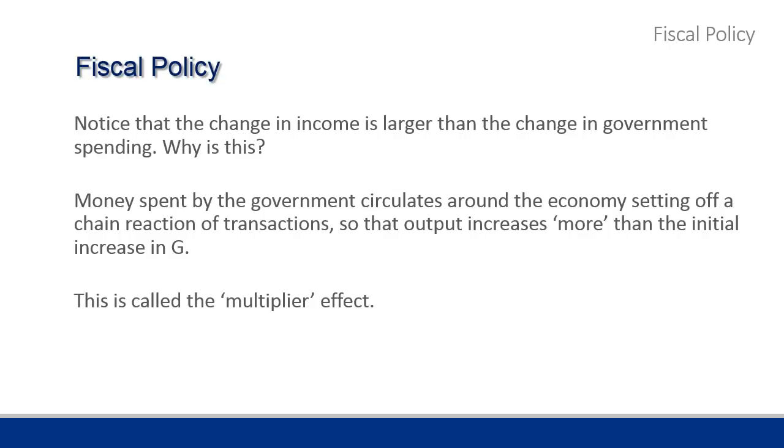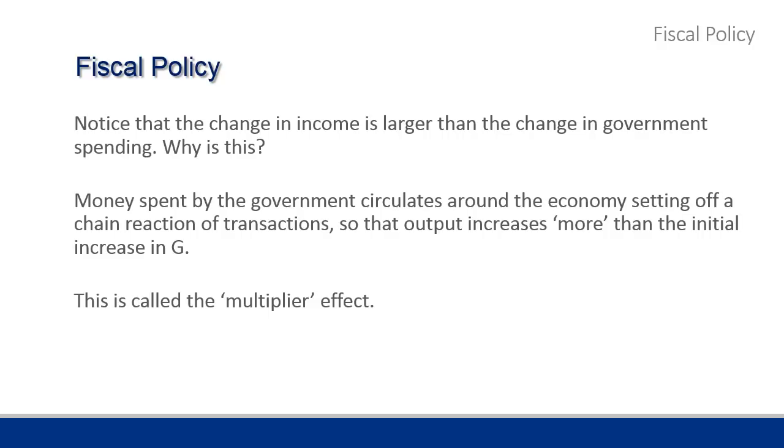Notice something from the Keynesian cross, that the income, or the change in income, is larger than the change in government expenditure. Go back and check. Why is this? Money spent by the government initially is respent by other agents around the economy. So increasing G has effectively set up a chain reaction of transactions around the economy.